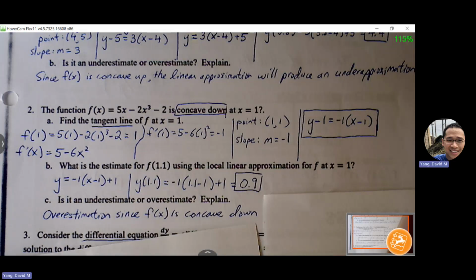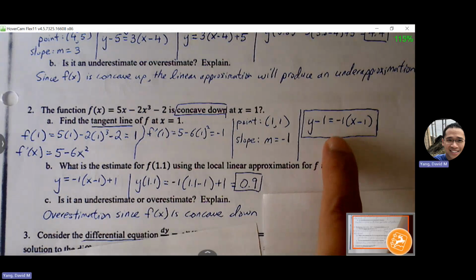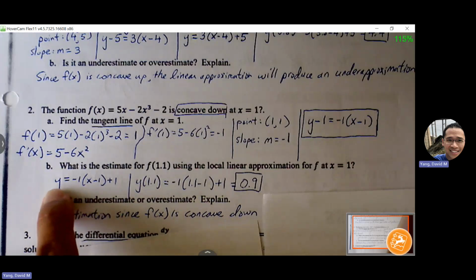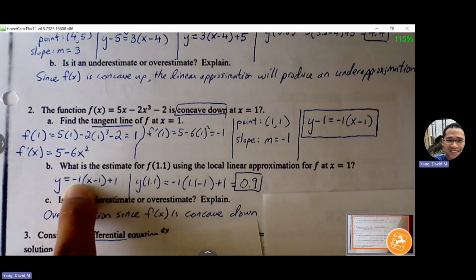Okay, so number 2, we're given the function. We can find f of 1 to get the ordered pair. Find the derivative, go through power rule, plug 1 into the derivative to get our slope. Take our ordered pair and our slope, build our tangent line equation. For part B, I'm just doing some slight rearranging here. I'm just moving that 1 over to isolate that y to make it easier for me to plug in 1.1. So I know that this is not going to be the actual equation of the curve. This is just a linear approximation.